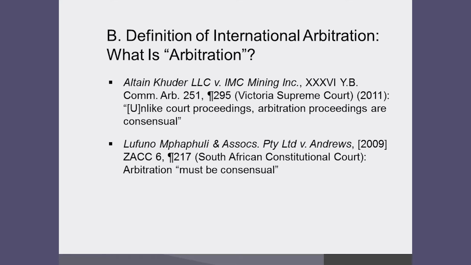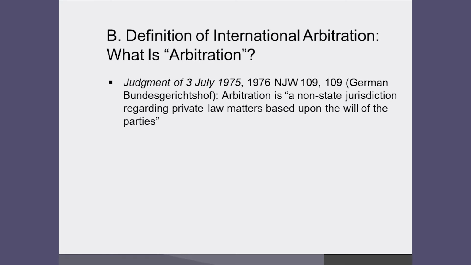In one decision, for example, an Australian court concluded that, unlike court proceedings, arbitration proceedings are consensual. The South African Constitutional Court reached the same conclusion, holding that arbitration must be consensual. And the German Bundesgerichtshof, the highest German court, held likewise that arbitration is a non-state jurisdiction regarding private law matters based upon the will of the parties. In the view of all these authorities, arbitration is and must be consensual. Absent an agreement between the parties, an agreement to arbitrate, there will not be this creature called arbitration.